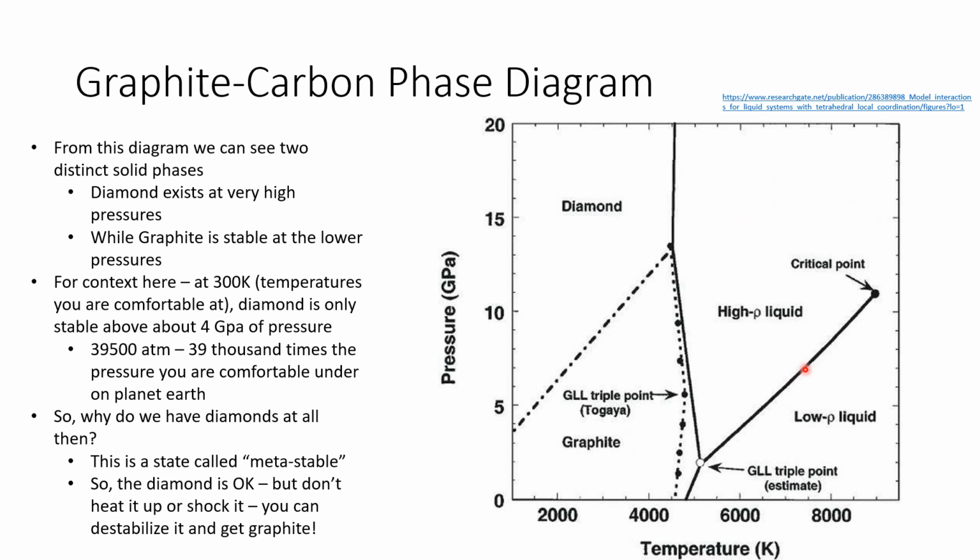I also point out that we have liquid over here in a couple of different phases. So you have your multiple phases of liquids. So is your diamond ring, is it likely to just suddenly change to graphite? The answer is no, because we have a thing called metastable states. But you really don't want to heat that diamond up or shock it or anything like that, because you can destabilize it. It's not a true stable state. It's metastable. And if you give it just enough energy to get over an activation barrier, it will revert to graphite.